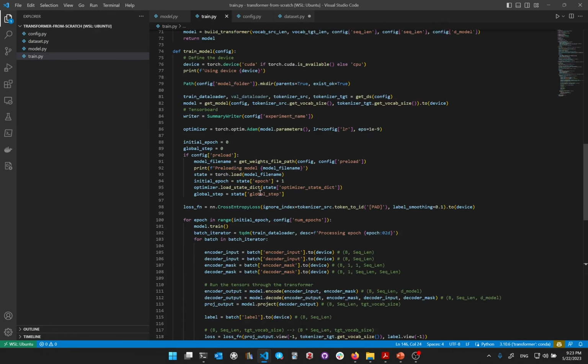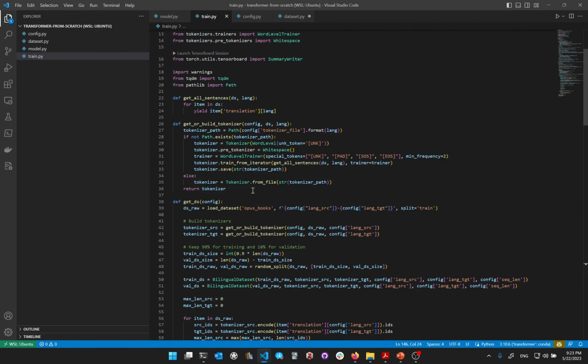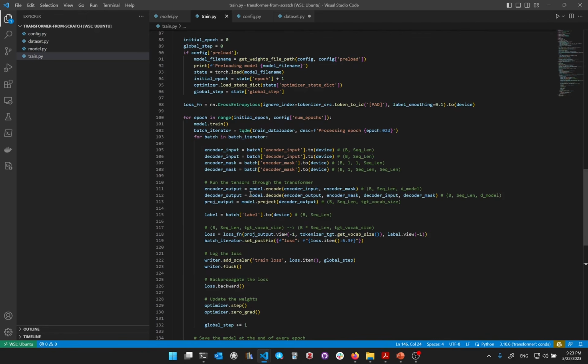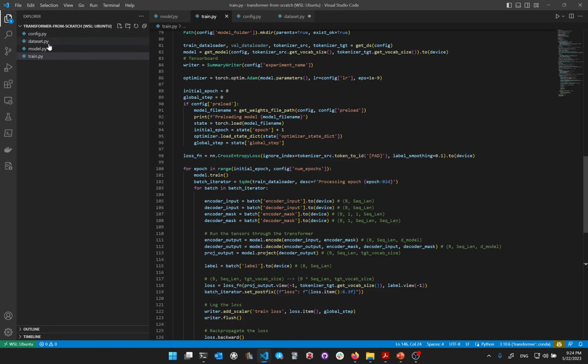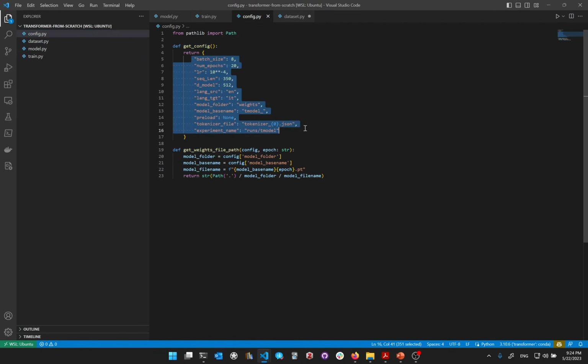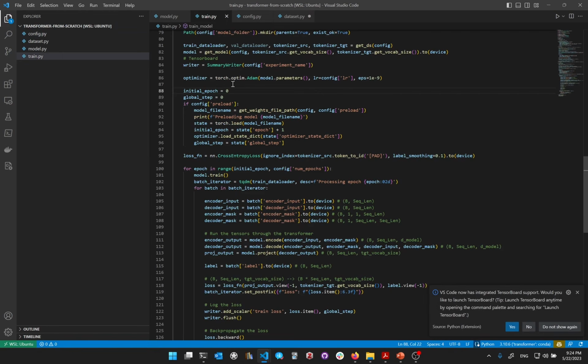Okay, let's try to run this code and see if everything is working fine. What we expect is that the code should download the dataset the first time, then it should create the tokenizer and save it into its file, and it should also start training the model for 30 epochs. Of course, it will never finish, but let's do it. Let me check again the configuration. Tokenizer. Okay, let's run it.